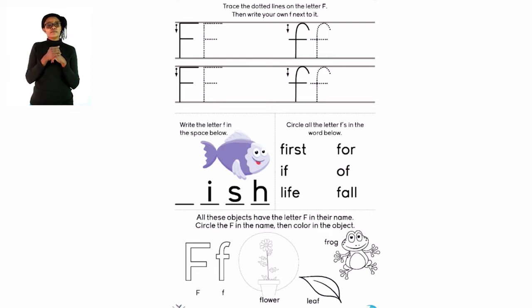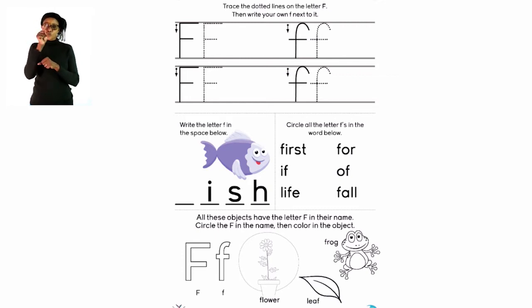And so you continue with the small F as well. You trace on the dotted lines and you do your own one next to it. Good. Let's continue. Write the letter F in the space below. Now, what picture is that? It is a fish. So you will see the word fish is not completed. It is incomplete. You have to fill in the letter F on the line to be able to complete the word fish.